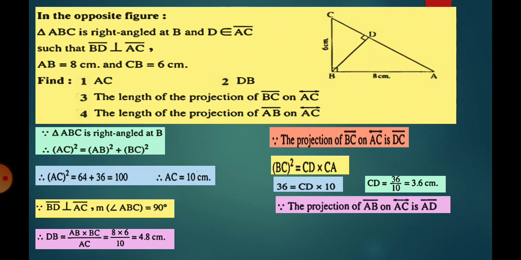Or by using Pythagoras, we know the length of AB and the length of BD. We can find the length of AD as AD power 2 equals 8 power 2 minus 4.8 power 2, and then we find the square root. But here I wanted to use the Euclidean theorem. AD, we want to put AD in the rule.